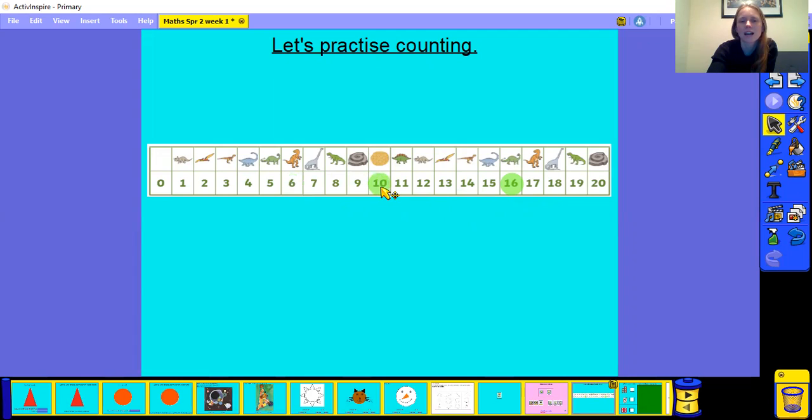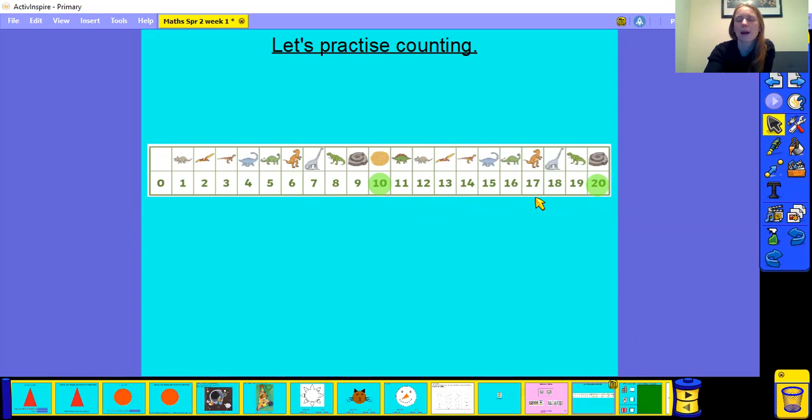Now let's start counting from 10 and count all the way up to number 20. First, we're going to start at 10 and count forwards. This means that our numbers are going to be getting bigger. Off we go. 10, 11, 12, 13, 14, 15, 16, 17, 18, 19, 20.